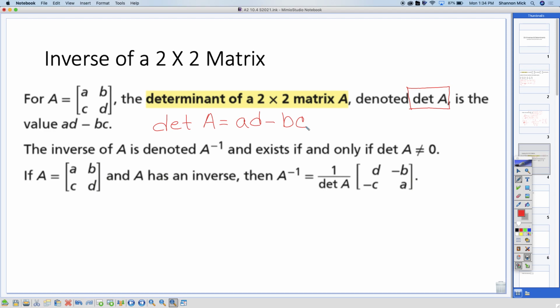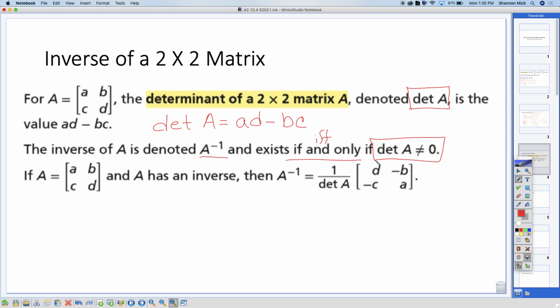The inverse of A is denoted A inverse, just like the inverse of F, right? When we did F inverse, we did -1. It exists if and only if, that's an IFF if you want to shorthand it, the determinant is not equal to 0. If the determinant is 0, does an inverse matrix exist? No. So before you start this process, guess what you're going to find to know if you need to continue? The determinant. Plus you use the determinant in the process. Okay?